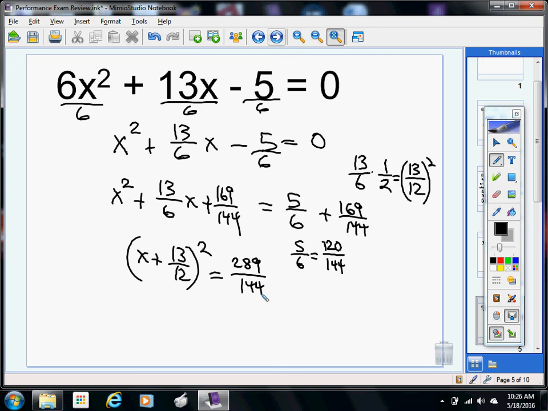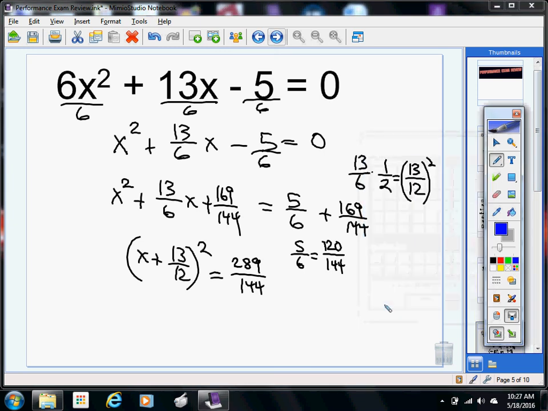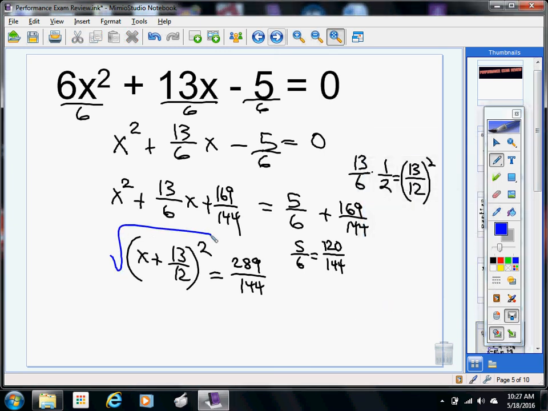All right, here we go. Now comes the interesting part. I think you're going to like this part, because you're going to recognize it when it comes time to take the square root of both sides. So when you take the square root of both sides, this side is going to give me x plus 13/12 equals plus or minus 17/14.